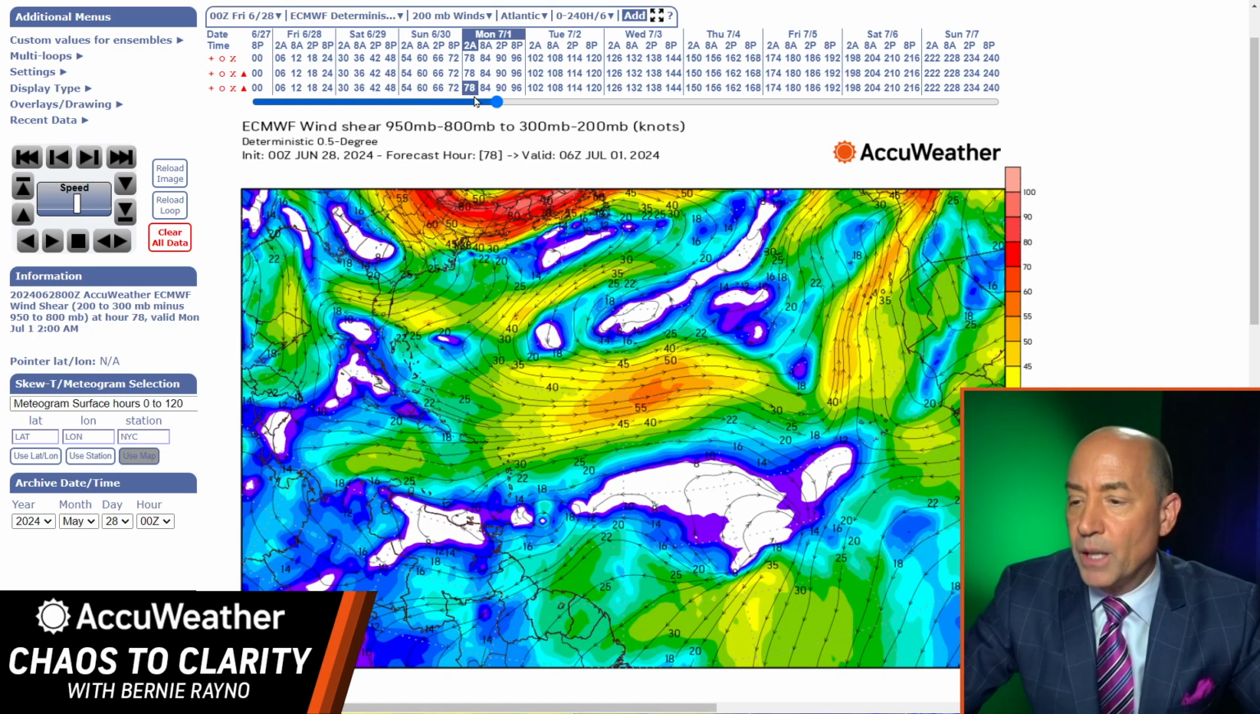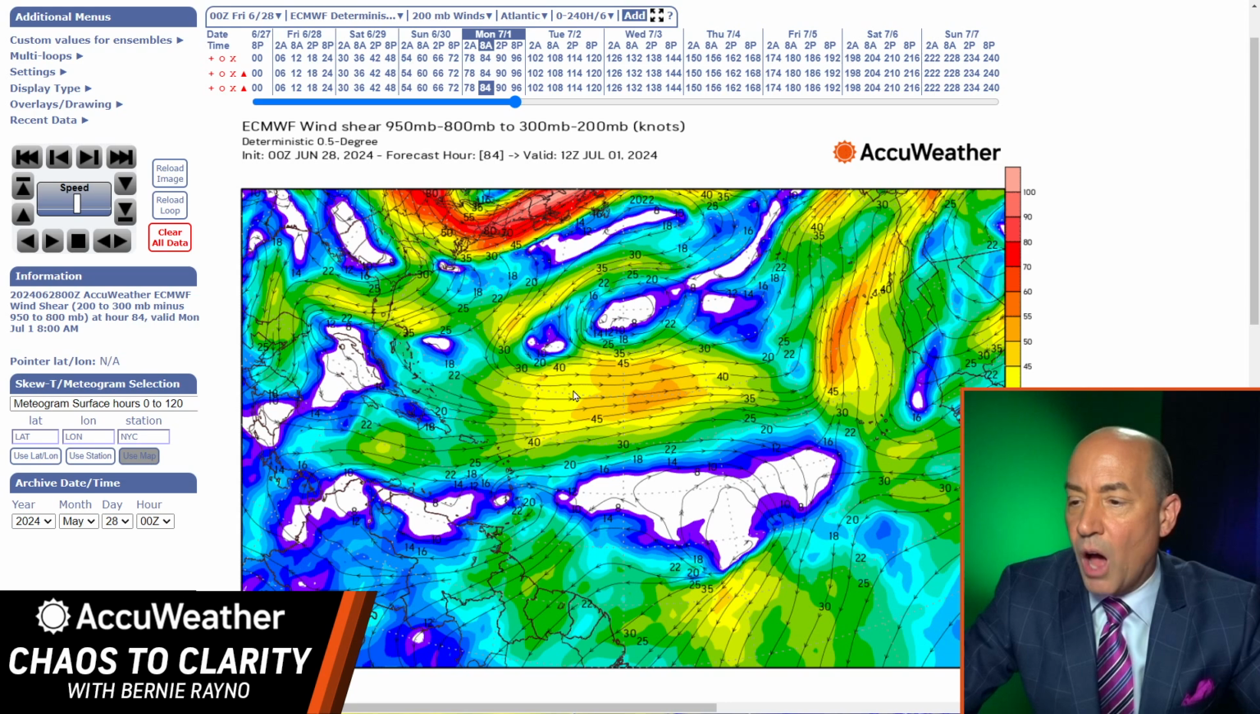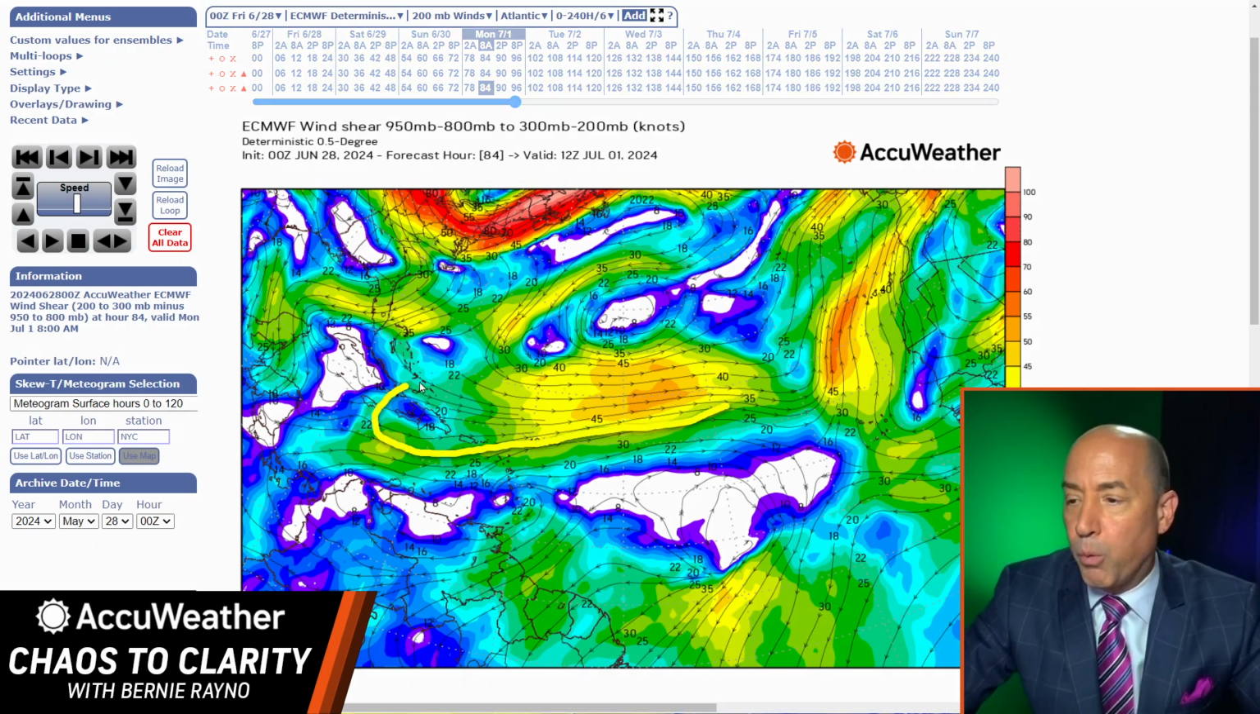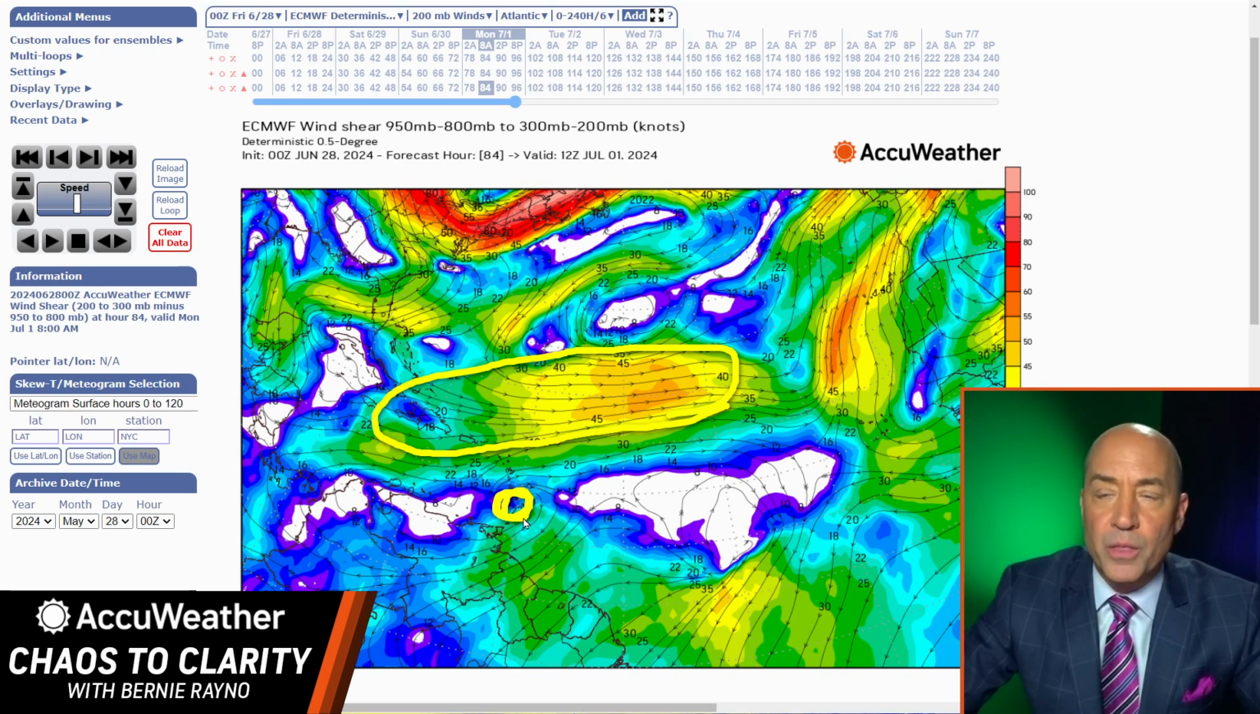By the time we get into Monday morning, stop it right here at 8 o'clock. Note where this wind shear is now. It's way up here, Puerto Rico, central part of the Atlantic. Here's our system coming across the Windward Islands with little or no wind shear and warm water.